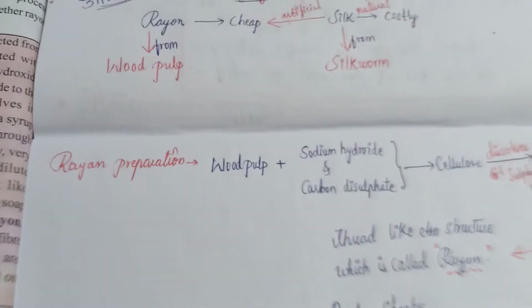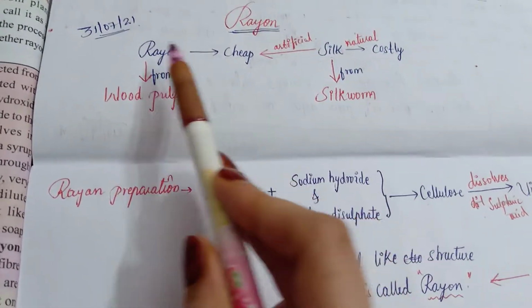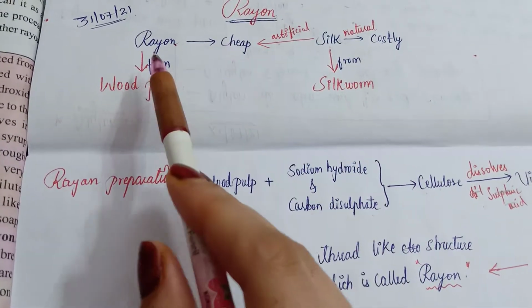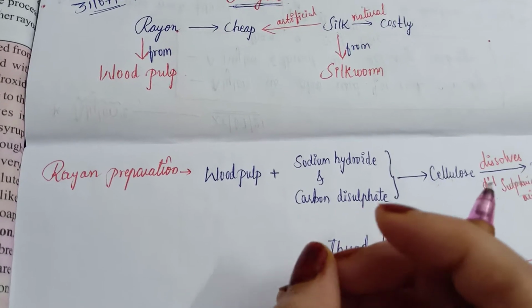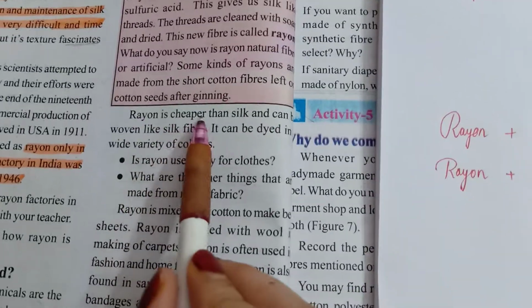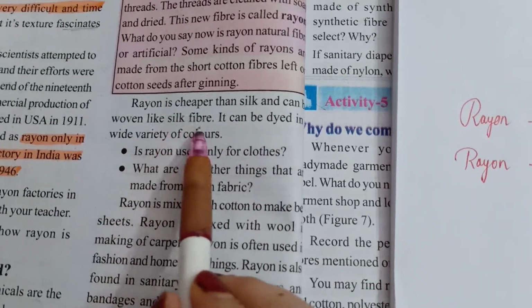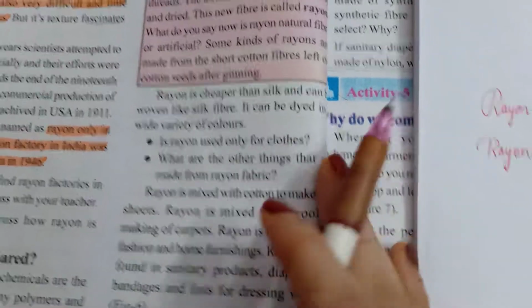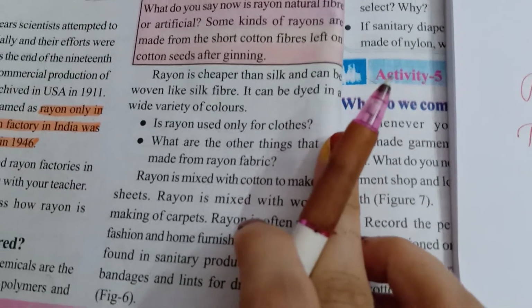So finally we have created our artificial silk that is called rayon, which is very cheap. Rayon has the qualities of silk and it is cheap. Rayon is also a shining cloth, a nice, comfortable cloth. Rayon is cheaper than silk, as I said, and can be woven like a silk fiber. It can be dyed in a very wide variety of colors. So we can prepare this rayon in different colors.